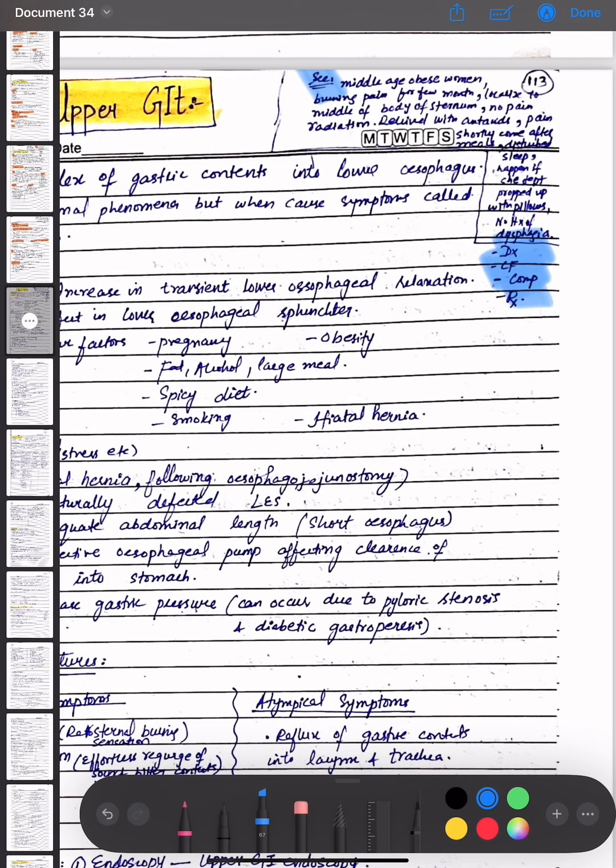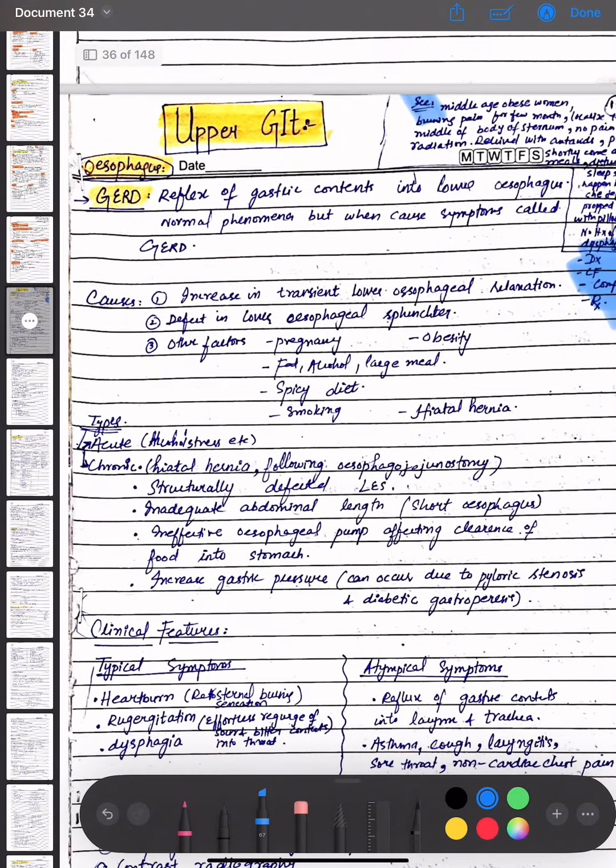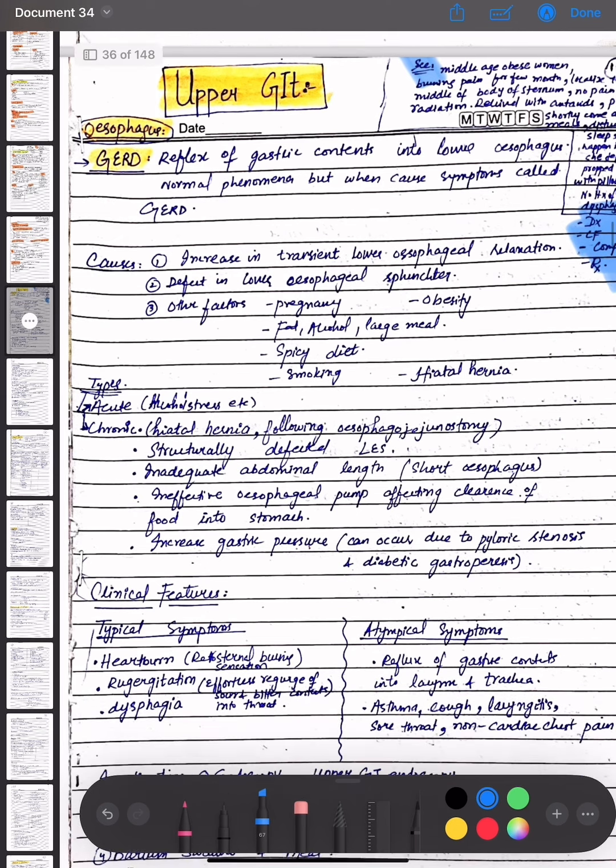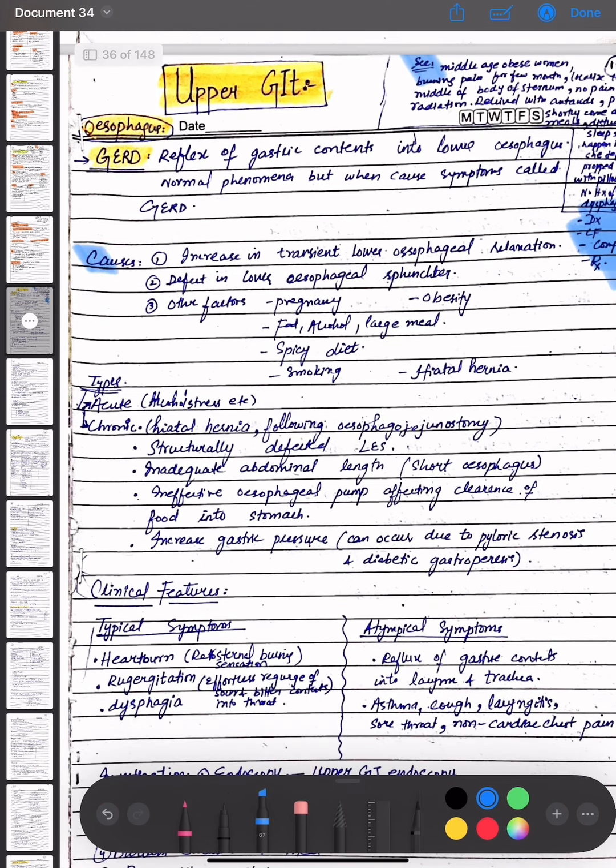So coming towards the definition of GERD, it is reflux of gastric contents into the lower esophagus. It is a normal phenomenon, but when it causes symptoms, it is called GERD. These are the causes: increase in transient lower esophageal relaxation, defect in the lower esophageal sphincter. Other factors are pregnancy, obesity, fat, alcohol, large meals, spicy diet, smoking, and hiatal hernia.